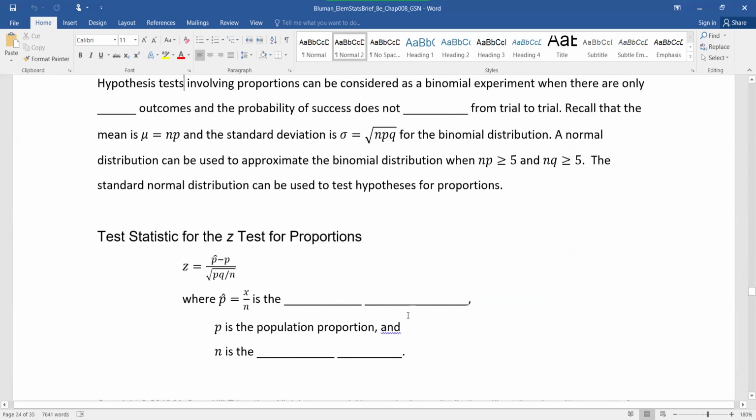Hypothesis tests involving proportions can be considered a binomial experiment when there are only how many outcomes? Two outcomes. Either the probability of success or the probability of failure, depending on what you're trying to look for. And the probability of success does not change from trial to trial. The odds stay the same. So if you're flipping a coin, heads and tails, it's still 50-50, regardless if you just did 5 heads. You still have a 50% chance of landing on tails.